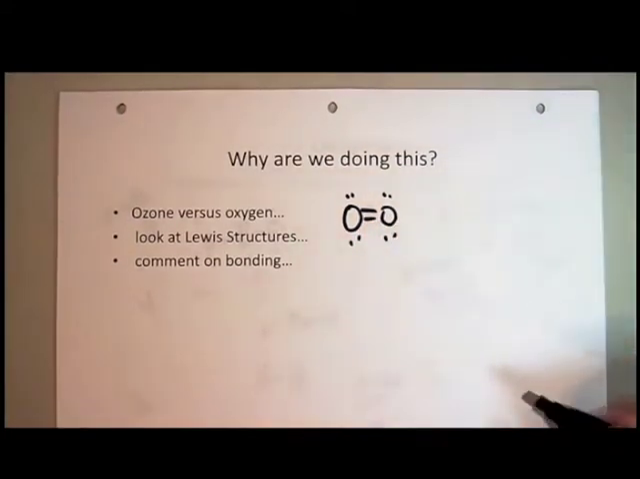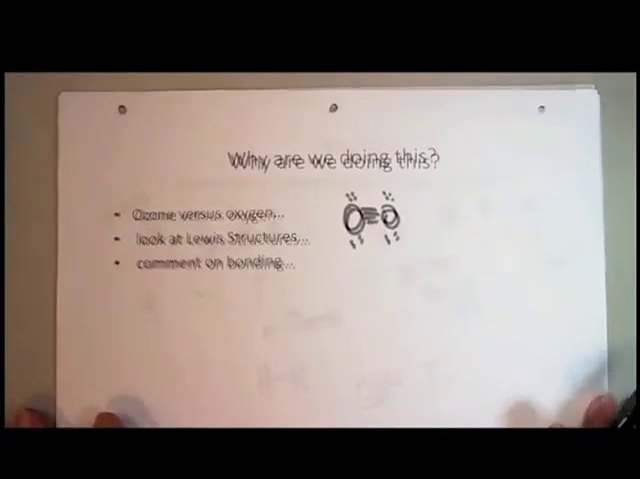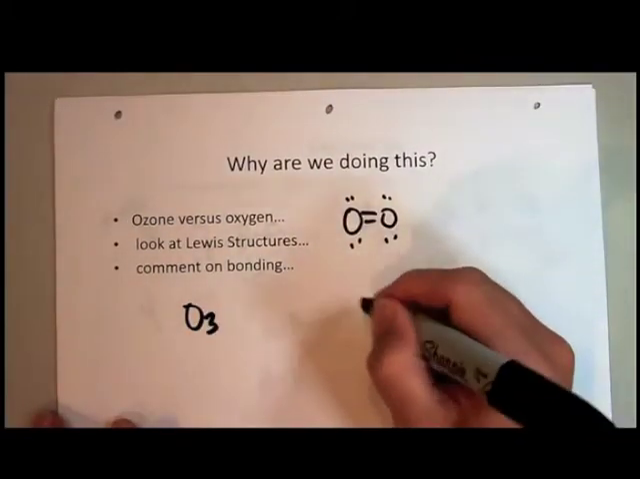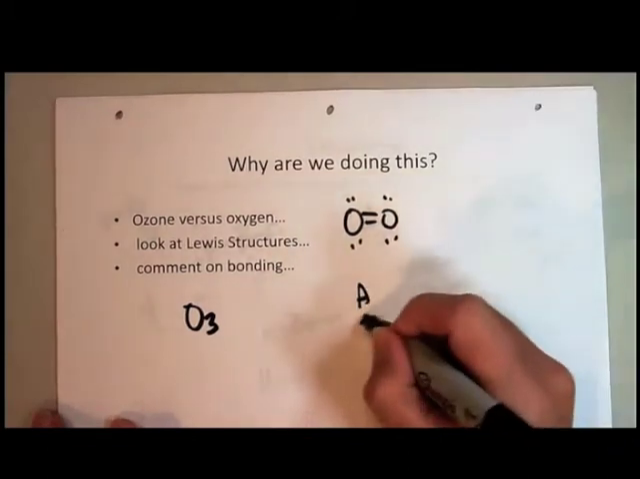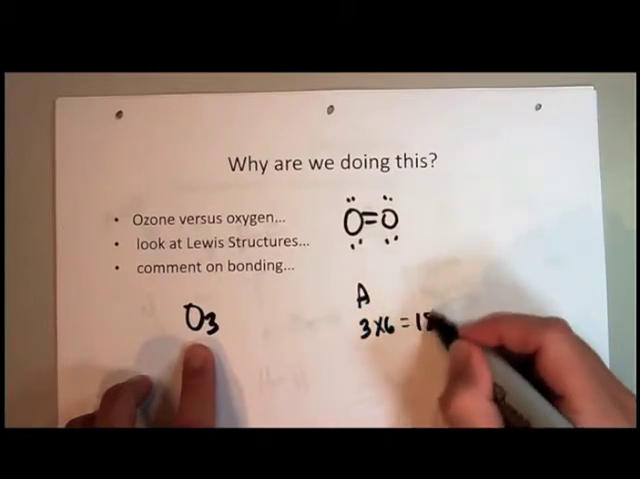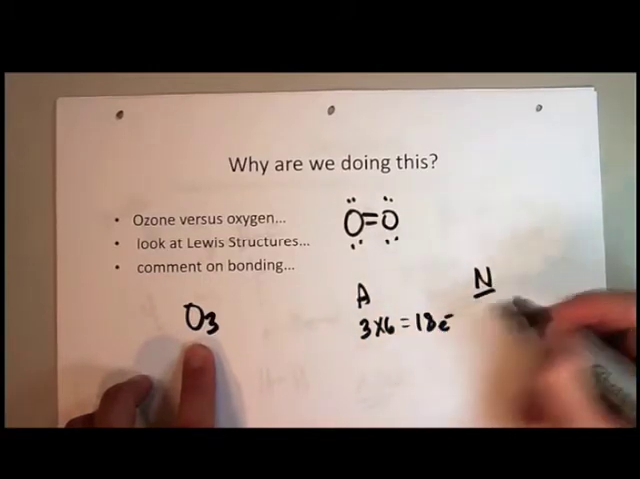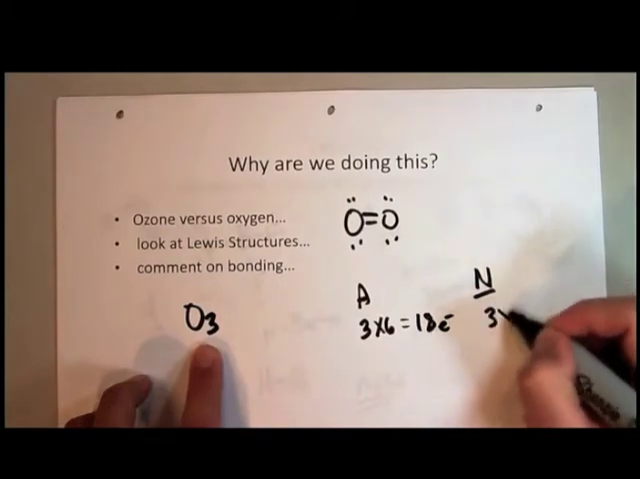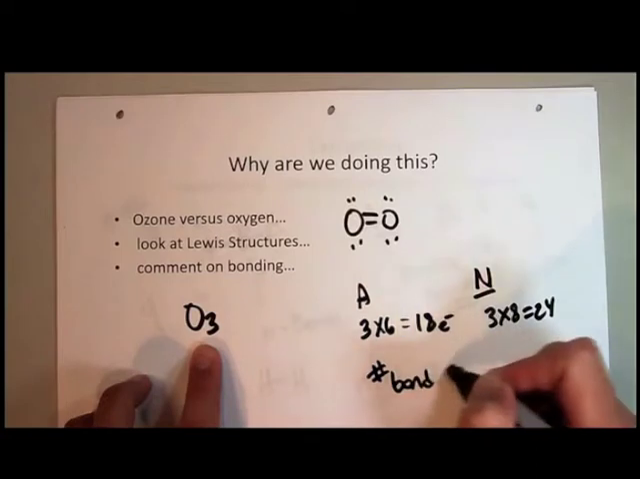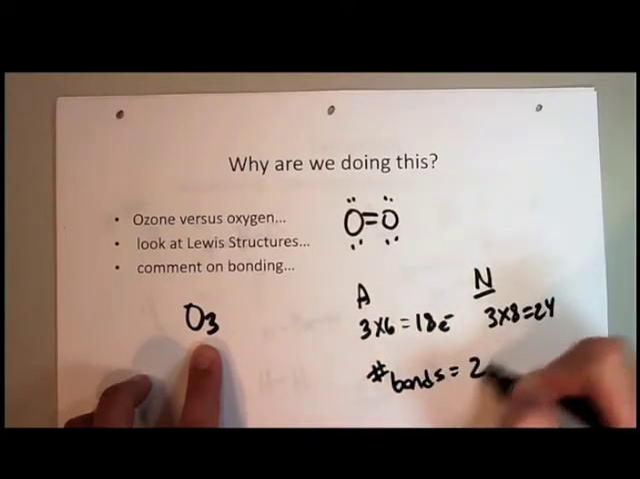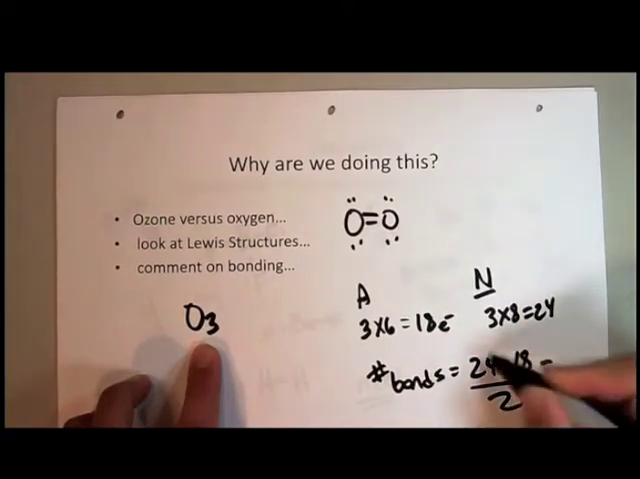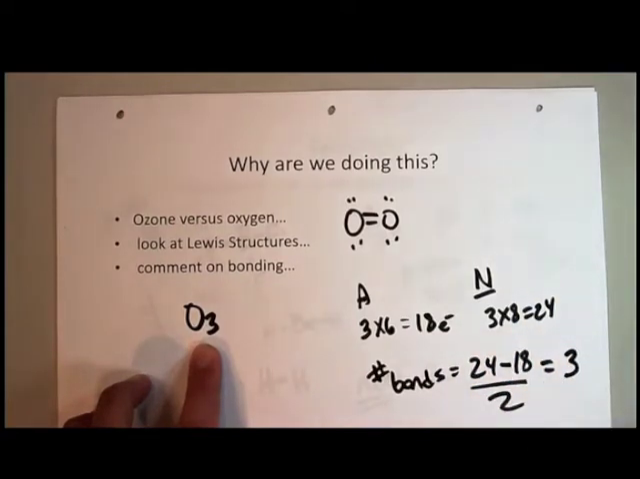Now let's look at the Lewis structure of ozone. Ozone is O3, okay? And so if you do the available electrons, it's in group 6, so it's 3 times 6 equals 18. The needed electrons, obviously it's not special, it needs 8, so that's 24. So the number of bonds, we'll cut to the chase here, is going to be 24 (needed) minus 18 (available), divided by 2. That's what we always do for the bonds. So we're going to predict 3 bonds, okay?